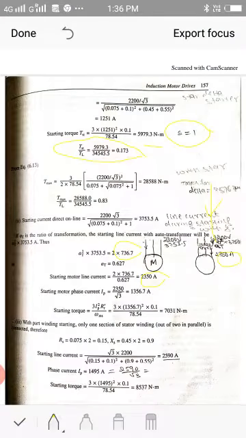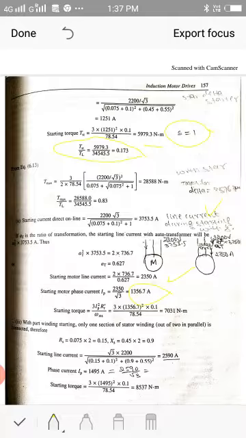Okay, so starting motor phase current, Ip, will be equal to 2350 divided by root 3, so it will be equal to 1353.7 amperes. Okay, so this is the starting motor phase current. Whatever this current is there, it is a line current, and the phase current should be calculated. So this phase current will be equal to 1356.7 amperes.